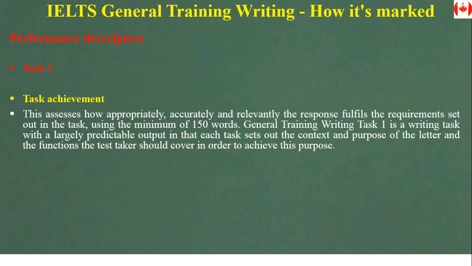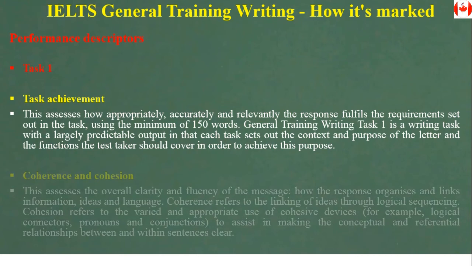General Training Writing Task 1 is a written task with a largely predictable output, in that each task sets out the context and purpose of the letter and the functions the test taker should cover in order to achieve this purpose.